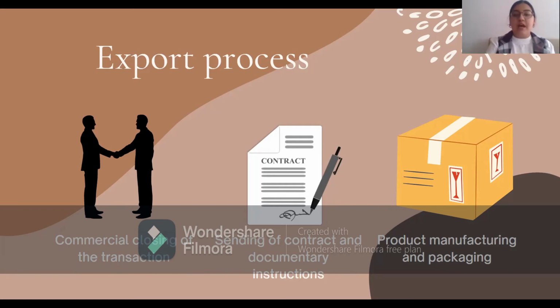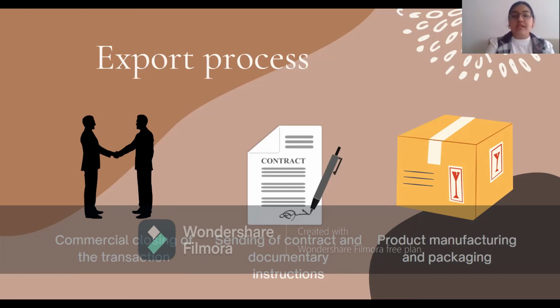Then we have stage two, that is the sending of the contract and documentary instruction. That is basically that the buyer should establish what international documentation will be required to import. This is once the agreement between the two parties has been closed. The next step will be to formalize the operation.